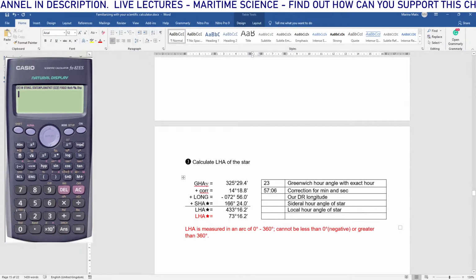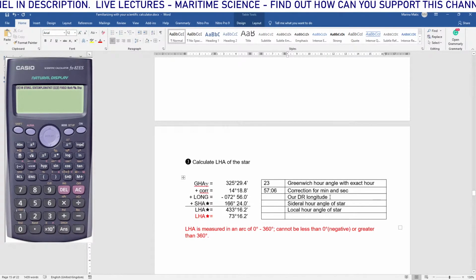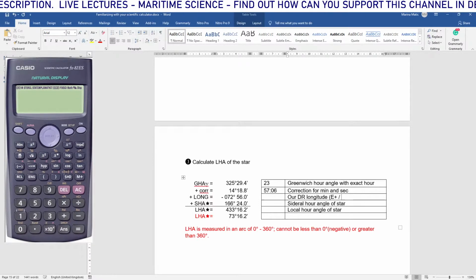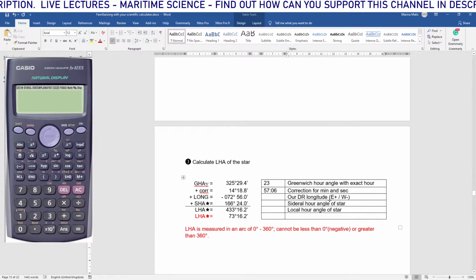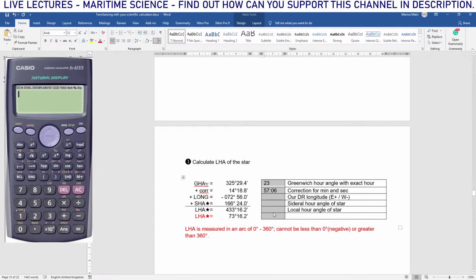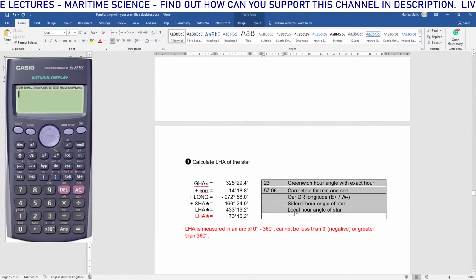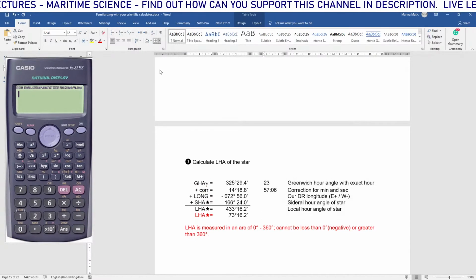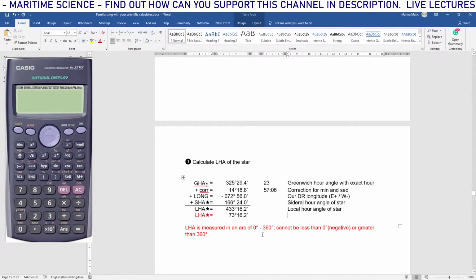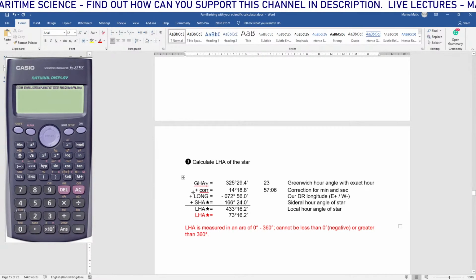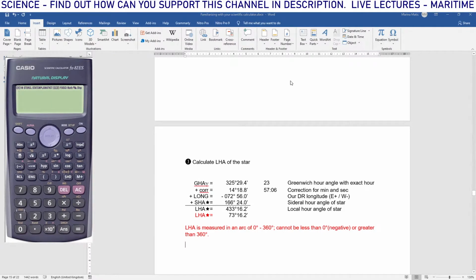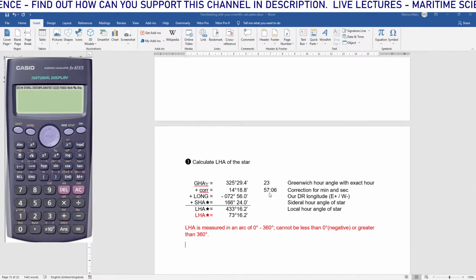Correction for minutes and seconds, RDR longitude. Let's also put a note: east plus, west minus. Sidereal hour angle of the star, and okay, I believe this is okay. Greenwich hour angle, correction for all, okay, local hour angle of the star. Okay, I hope this is clear so far. Let's move on to step number 4.